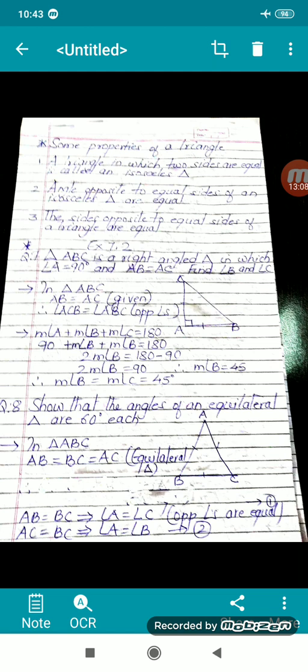Question number 8. Show that the angles of an equilateral triangle are 60 degrees. Equilateral, we know all the sides are same. So in triangle ABC, AB is equal to BC is equal to AC, equilateral triangle. Now if all the sides are same, we say all the opposite angles are also same. So we get angle A plus angle B plus angle C is 180. x plus x plus x is 180. 3x is 180. x is 180 upon 3, that is 60 degrees. So all the angles are of 60 degrees. So angles of an equilateral triangle are 60 degrees each.